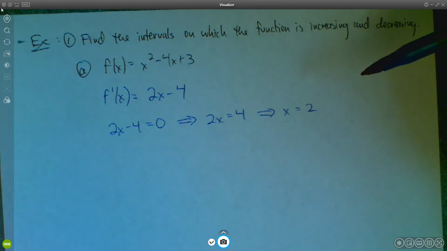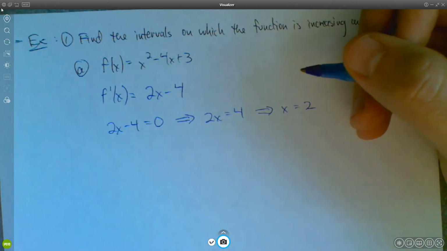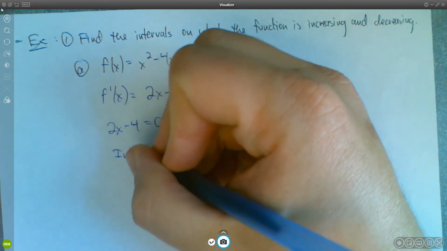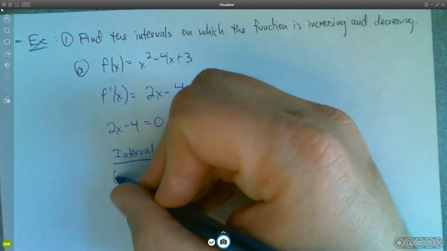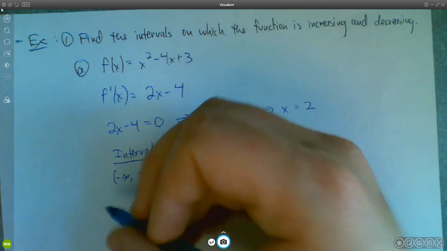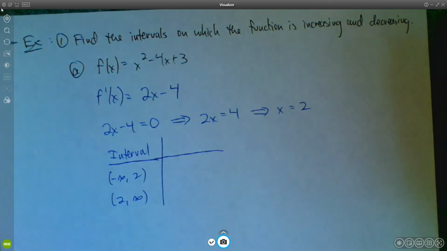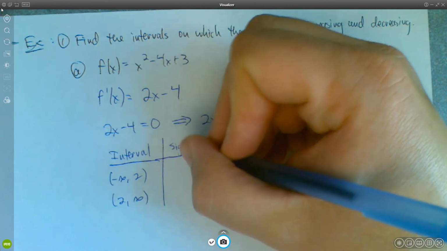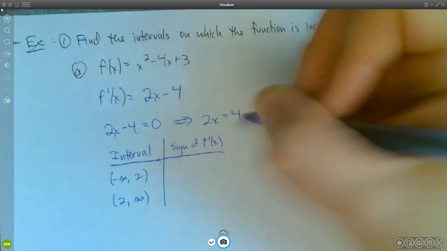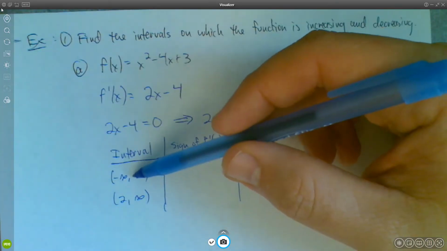And to test where it's positive and where it's negative, you could make a little sign chart, something like this, right? So you have stuff to the left of 2, that would be from negative infinity up to 2, right? And then you have stuff greater than 2, that would be from 2 to positive infinity. And then you could say something like sign of f prime on that interval, right? Okay. So on the interval from negative infinity to 2, right?